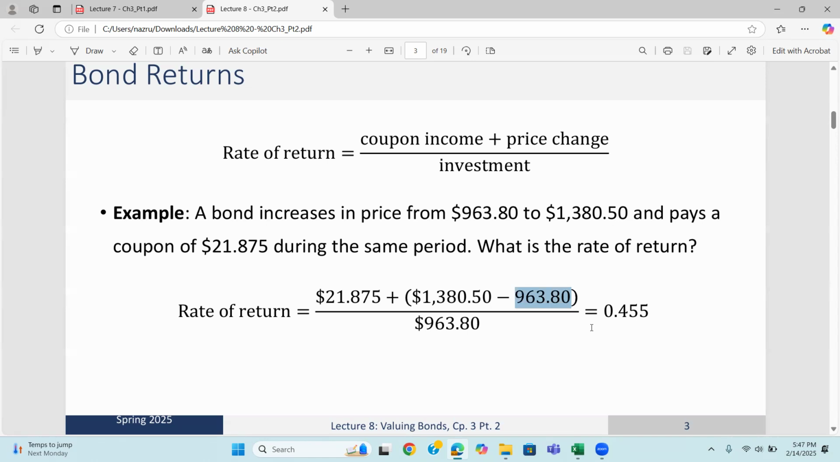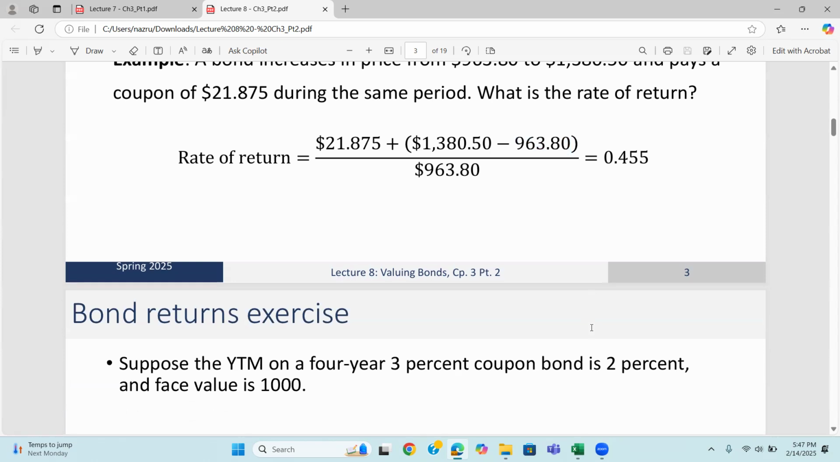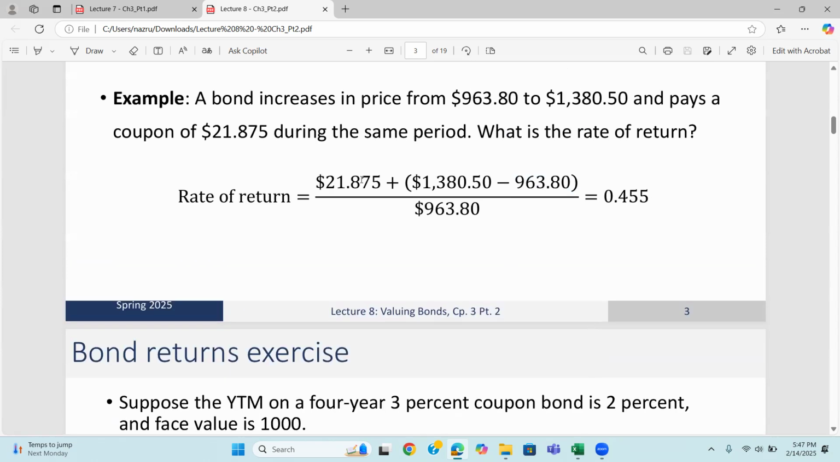All right, so far this is easy, but the tricky part is when you don't know the price, right? You can easily get the coupon rate, you can easily get the investment value, but you don't know the price, right? Like 963, you don't know this. You don't know 1380, from where this price change comes. So for calculating rate of return, first we have to calculate the bond price.